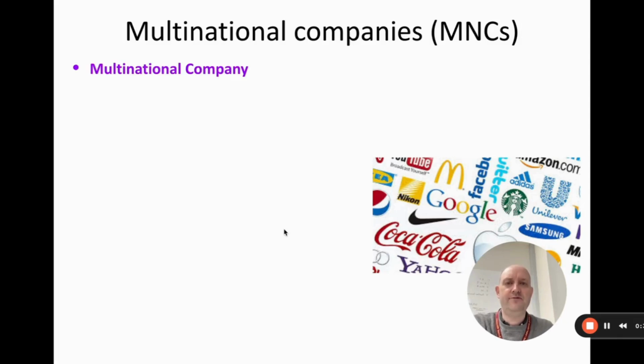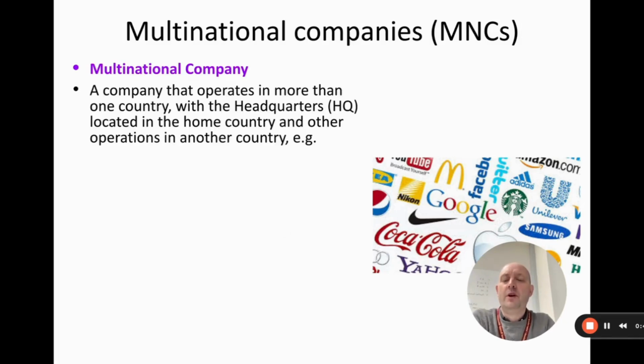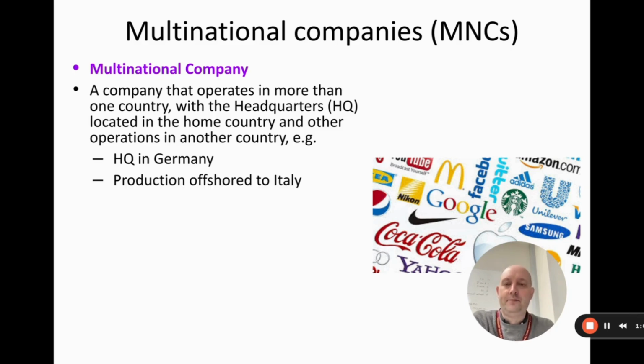So first off, let's define what a multinational company is. I think we probably have an idea of it, but the official definition is a company that operates in more than one country. So multinational, multi meaning many, national here meaning a country. So they operate in more than one country and they have the headquarters located in the home country and other operations in another country. So to give you an example, maybe we've got a business that's got a headquarters in Germany. So this is like their home country, if you like.